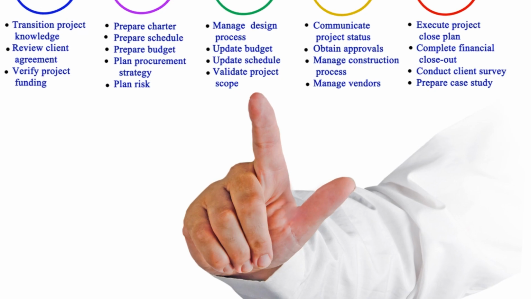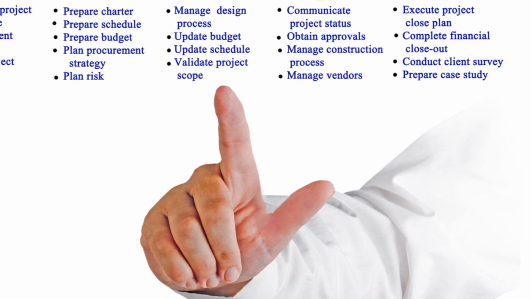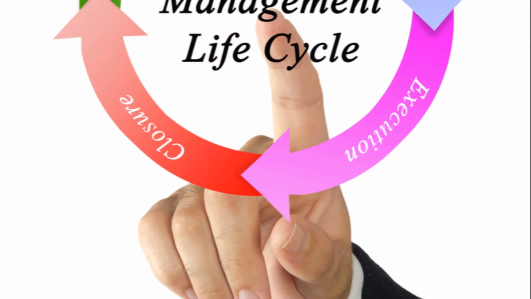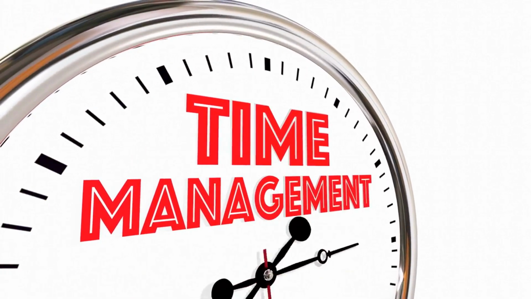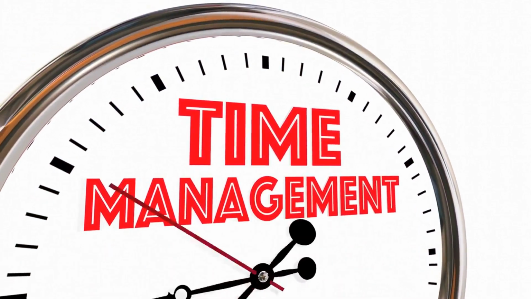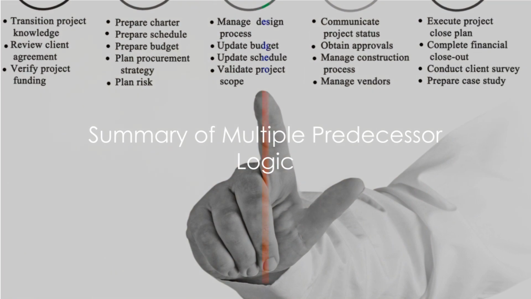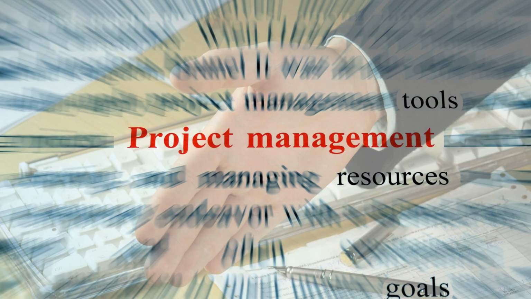It's a way to bring order to chaos, efficiency to resources, foresight to planning, and flexibility to execution. It's not just about doing things right, it's about doing the right things at the right time. So let's summarize what we've learned about multiple predecessor logic.